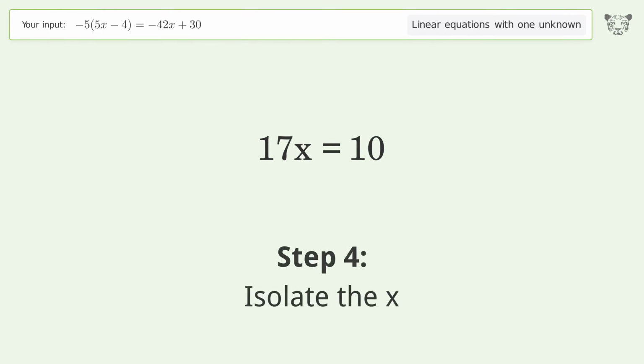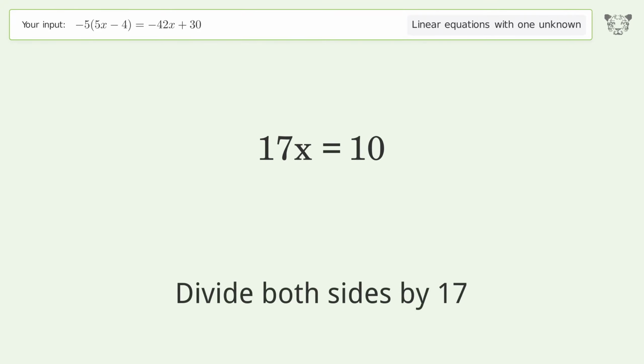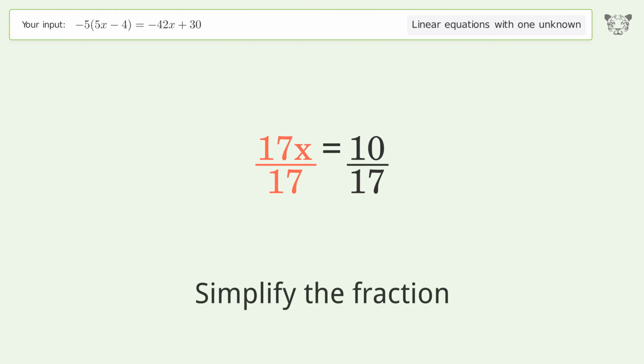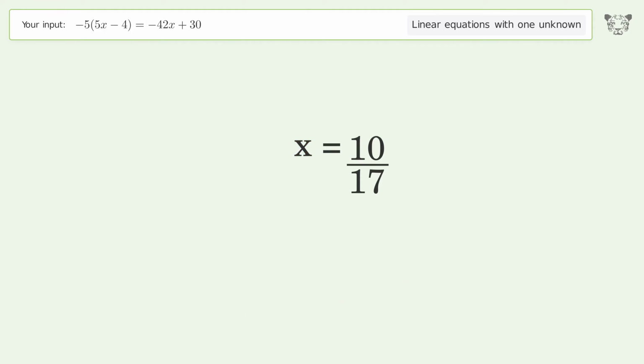Isolate the x. Divide both sides by 17. Simplify the fraction. And so the final result is x equals 10/17.